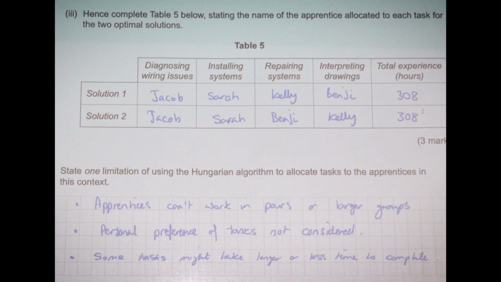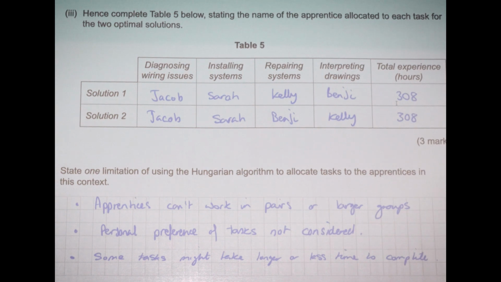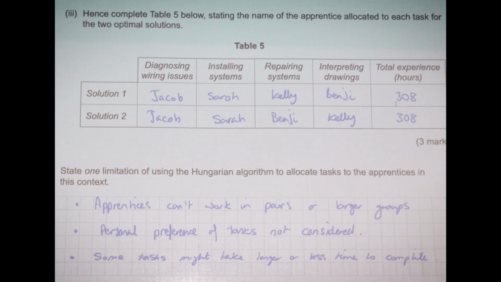Hungarian algorithm. This one was done exceptionally well. Students seem to be having, I think the last couple of years, the questions on Hungarian algorithm have been done very, very well. So starting with just pulling information out of the table essentially. We're looking at 73, it's shaded there for them, and we're just looking to see what does that mean. It's to do with Jacob and diagnosing wiring issues.